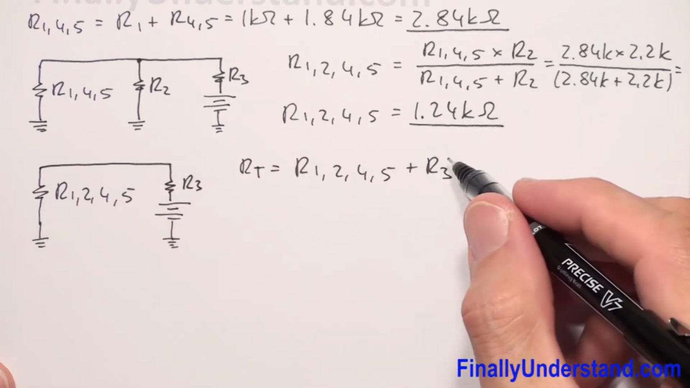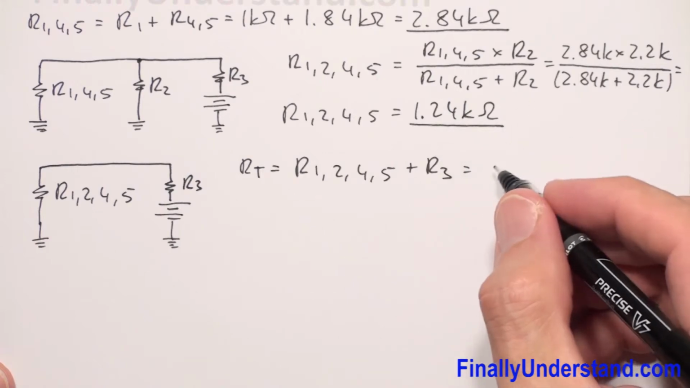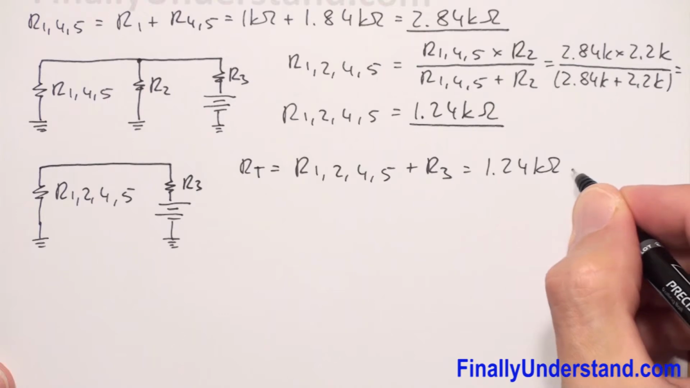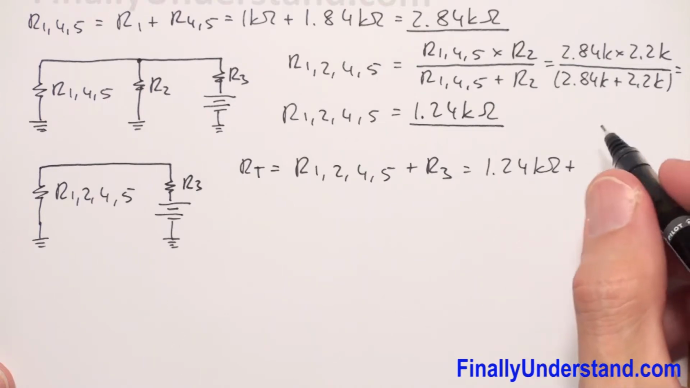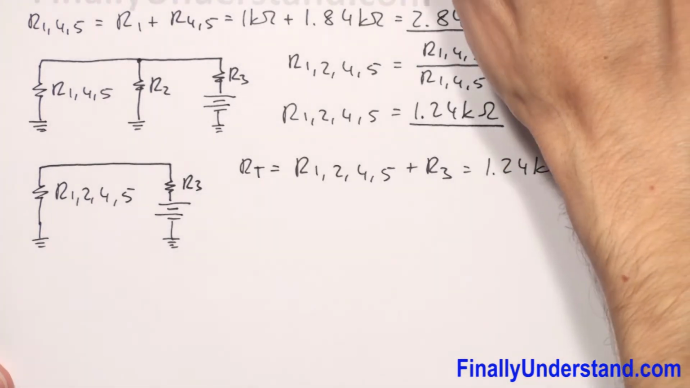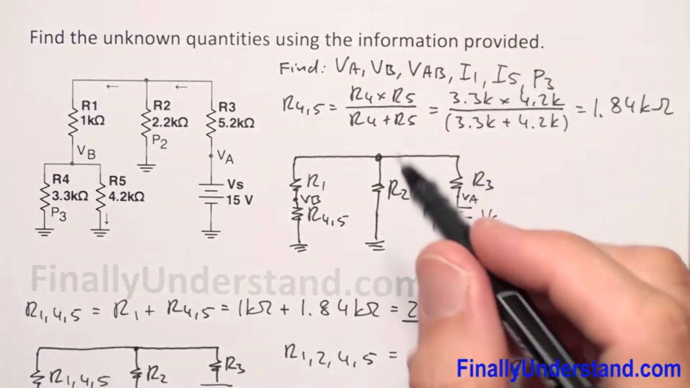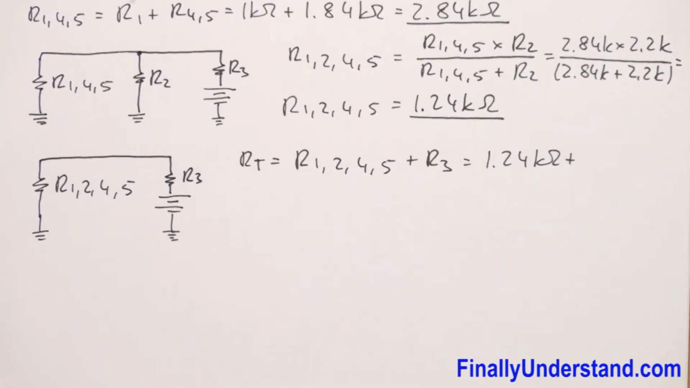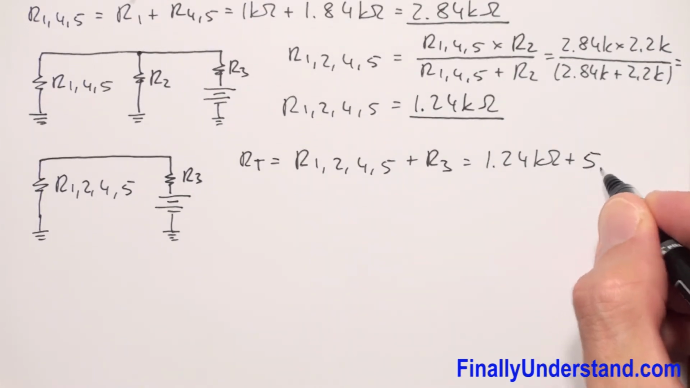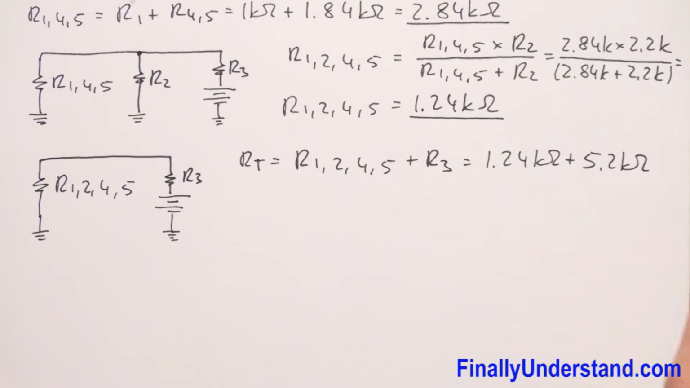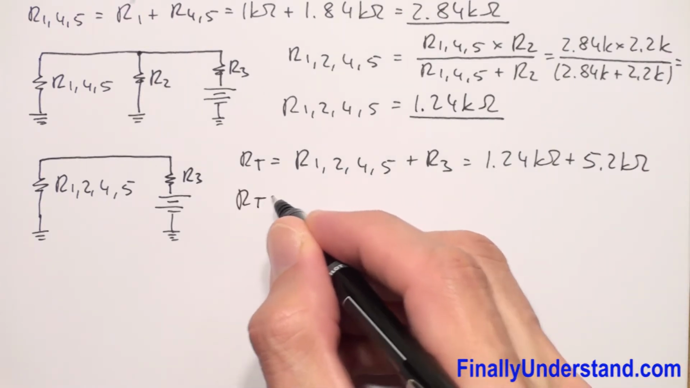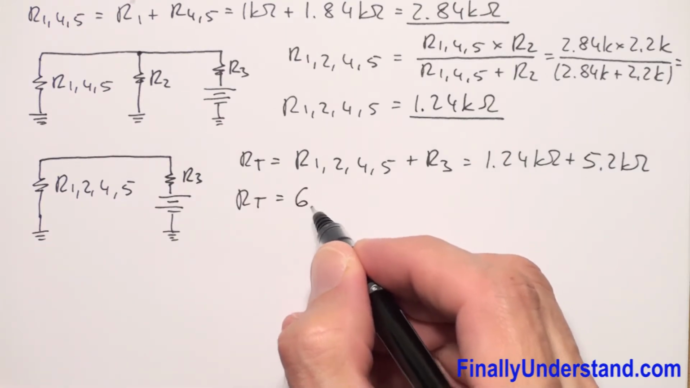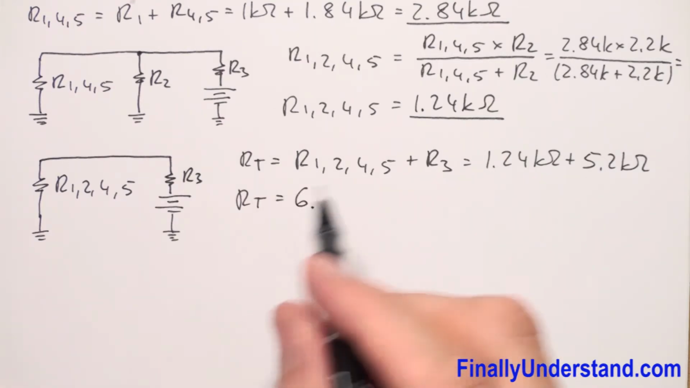So I have 1.24 kilo ohms plus R3, which is equal to 5.2. This is my R3, 5.2 kilo ohms. So I have R total. R total is equal to 6.44 kilo ohms.